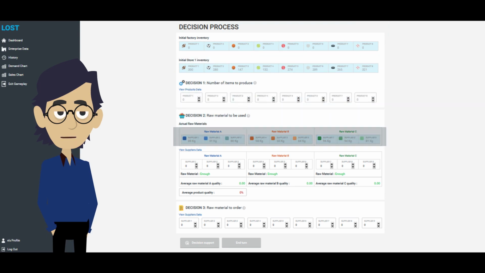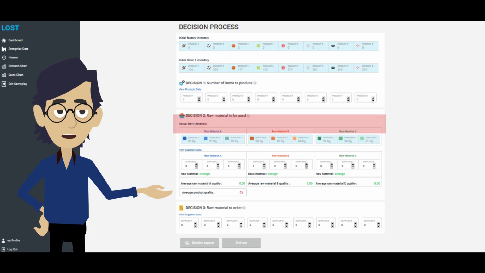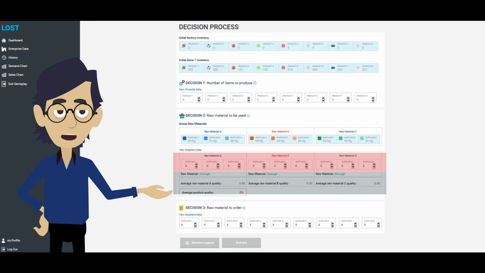In the fourth row, the amount of each type of raw material available at the factory is displayed. Remember that each one has different quality, and that the weighted quality of production must be at least 90%. In the fifth line you will make your second decision. How many units of each type of raw material you will use in production. Below these decision boxes, are semaphores that are very important.